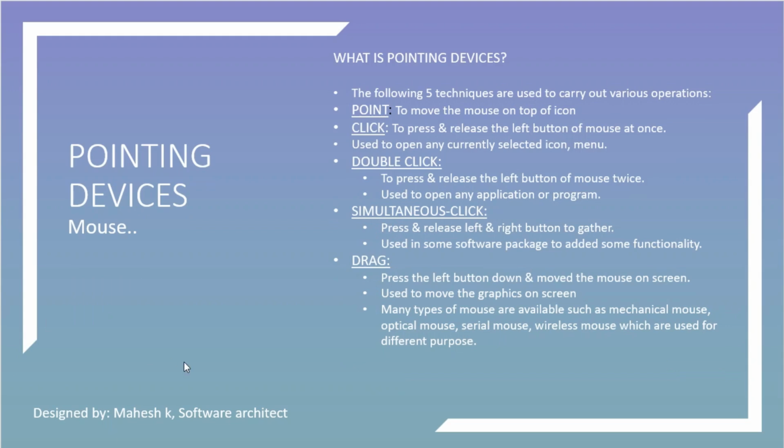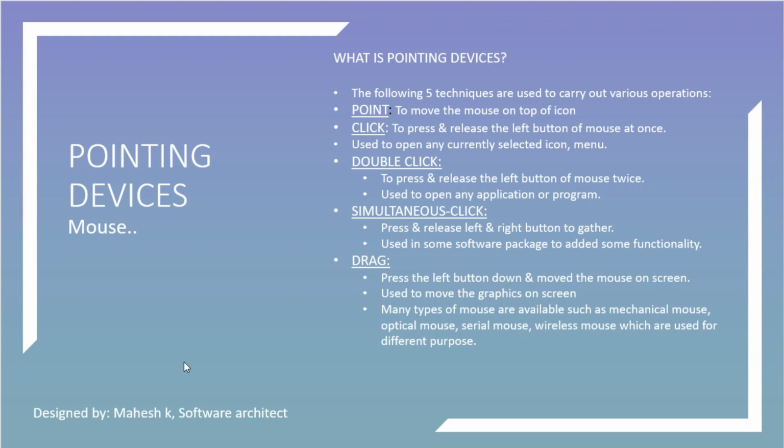The following 5 techniques are used to carry out various operations. Number 1 is point: to move the mouse on top of an icon. To move the computer cursor onto any icon, we scroll the mouse until the pointer is on top of the particular icon. Click: to press and release the left button of the mouse at once. It is used to select or open the currently selected icon's menu. That is the operation of the click button.